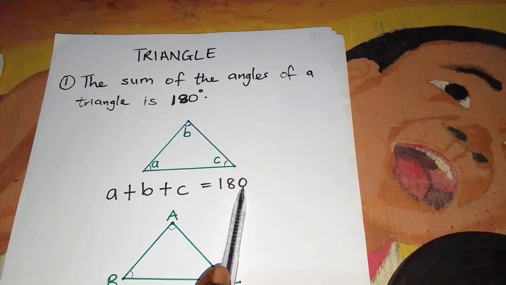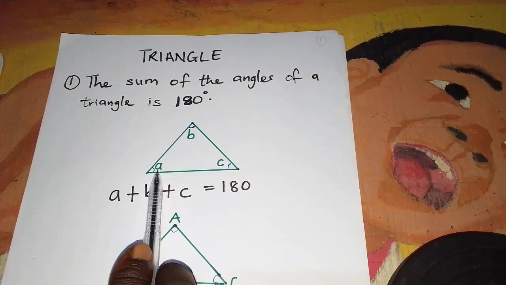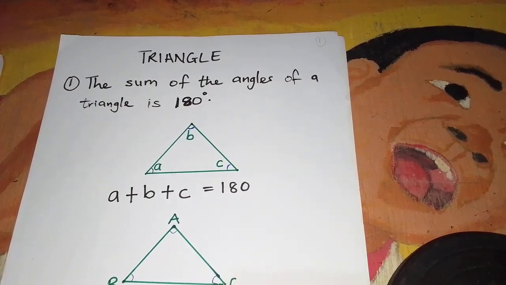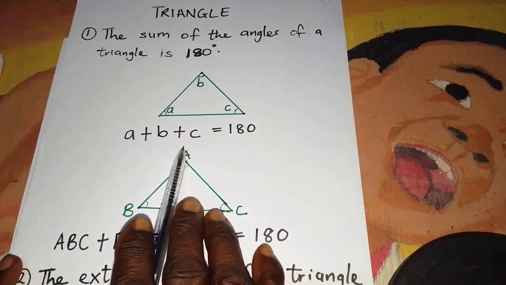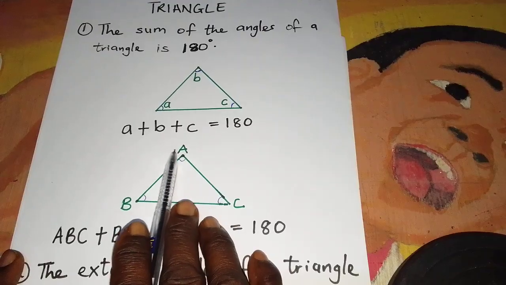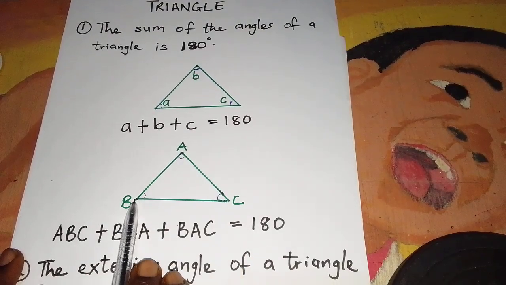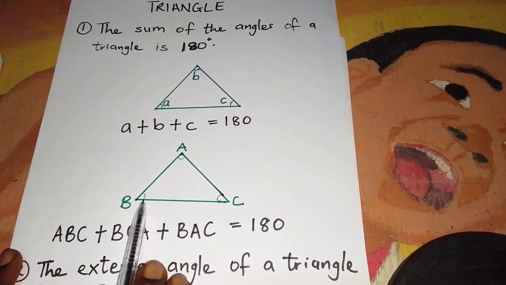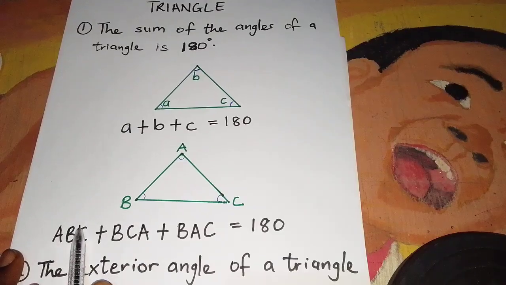Now you can describe a triangle using an alphabet to represent the inner angles like this, or you can describe it using the arrangement of the angles. Assuming this is A, B and C, you can describe this angle B by calling it ABC. So that means you are referring to the angle that is inside. So this B represents the angle that is inside.